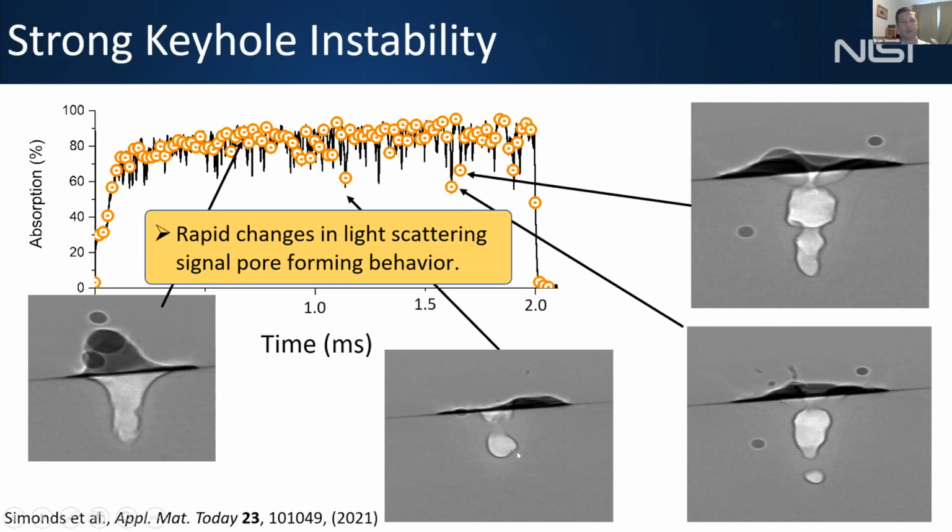And so the other thing worth pointing out here is, it's pretty well known in the literature that when these events happen, when you have these collapses of the keyhole, especially during additive manufacturing where you're rastering at very rapid speeds, you can form pores, and these pores can be frozen in. And so one of the takeaways here is that by looking at light scattering and these really rapid changes, you can see, on the fly, these events that could lead to pore formation.